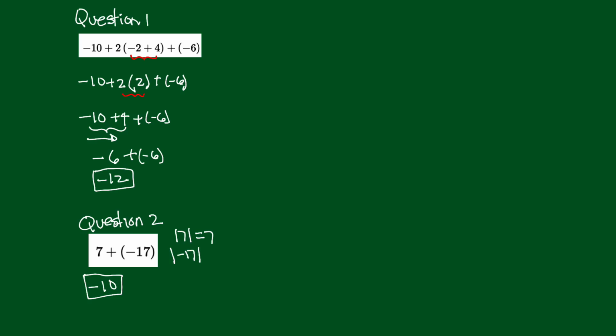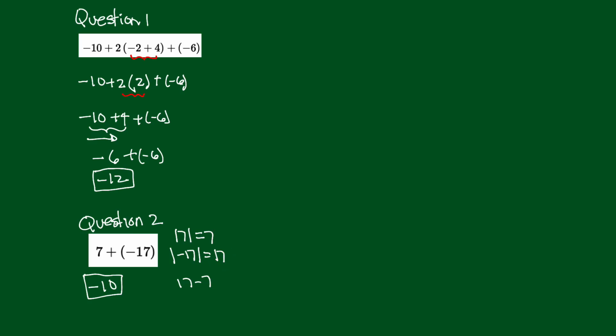The absolute value of negative 17, well, negative 17 is 17 units to the left of 0, but direction doesn't matter. It's 17 units from 0. Now, to add two numbers with opposite signs, one positive and one negative, I find their absolute values, and then I subtract the smaller absolute value from the larger absolute value, 17 minus 7. So larger absolute value minus smaller absolute value.